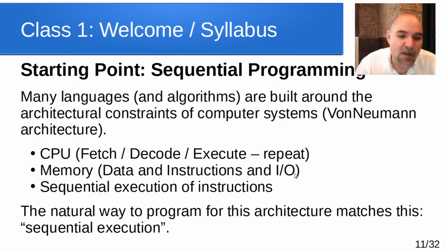Now, they also carry out those instructions sequentially. In other words, it fetches one, decodes it, executes it, and then goes to memory and fetches the next one, decodes it, executes it, and then goes and gets another one. So the natural way to write a program for a von Neumann architecture machine is in a way that matches that, which would be sequential execution.